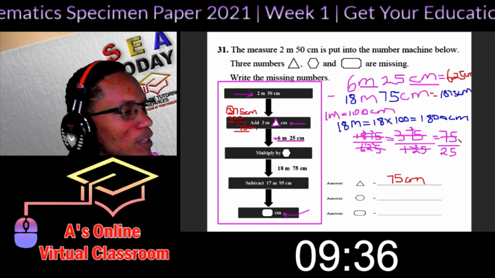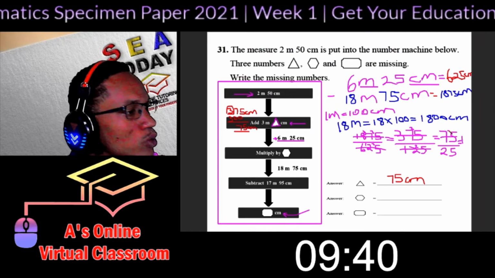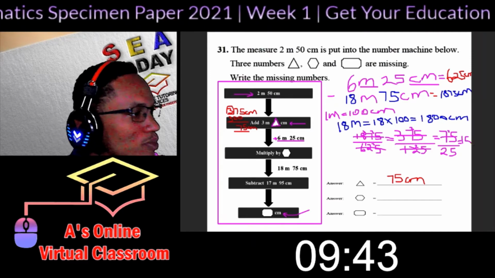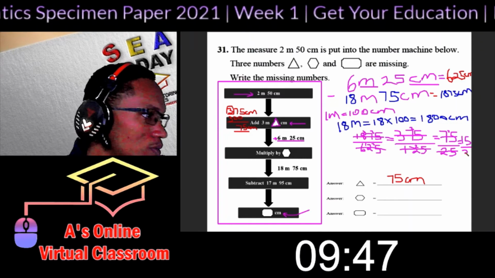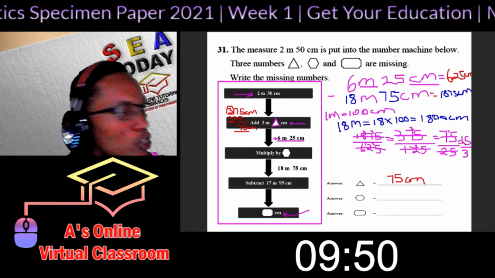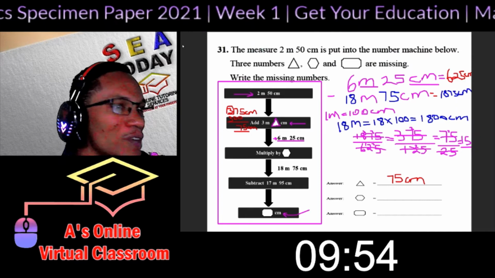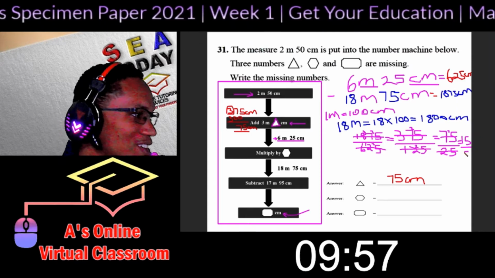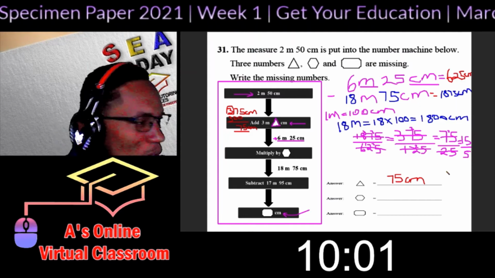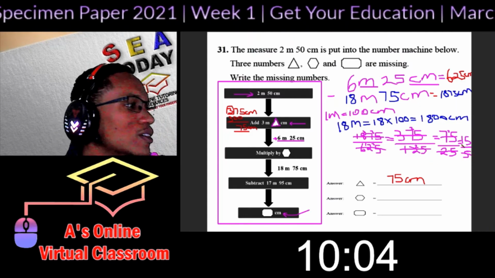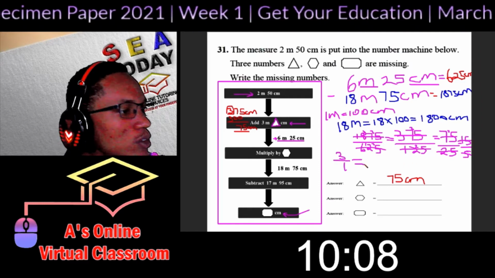5 into 75. 5 into 7 is 1, remainder 2. 5 into 25 is 5. And 5 into 25 on the bottom is 5. So we get 15 over 5. So 15 over 5, this breaks all the way down to 3 over 1, which is equal to 3.